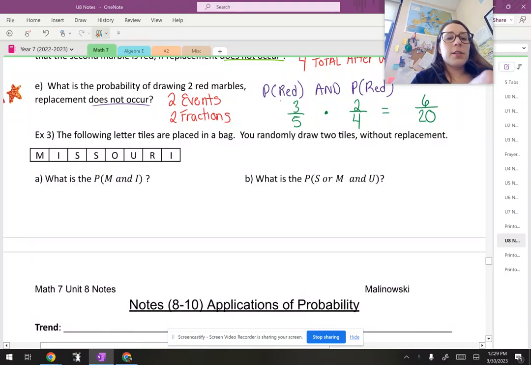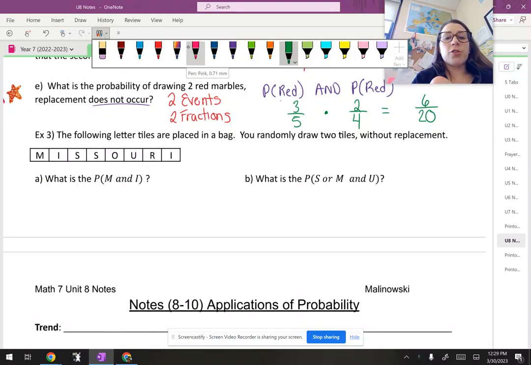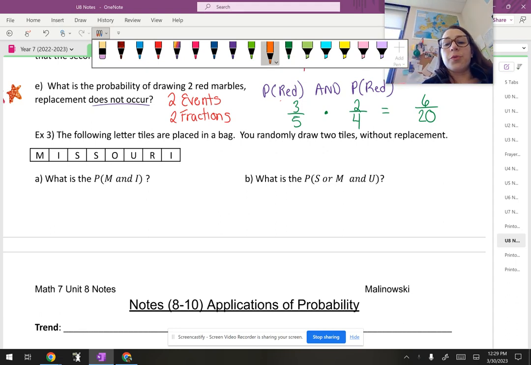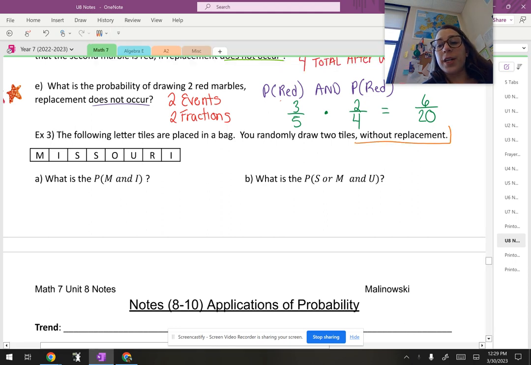Okay, last but not least, we have example number 3 to finish off dependent events for Math 7. So the following letter tiles are placed in a bag. You randomly draw 2 tiles without replacement. Without replacement, immediately telling me that this is a dependent event.